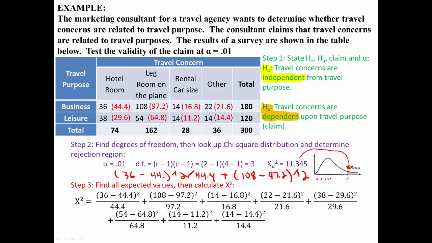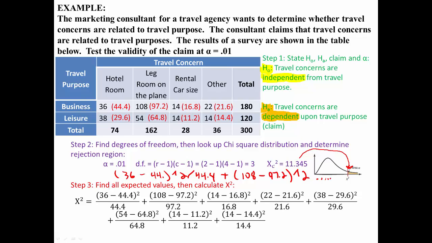Don't write it down as far as the work for it. I don't want it. It's a waste of time. But do all those calculations and stick them right next to them. So this is the observed, this is the expected, and this is what goes in the formula. So we can take that one right here.